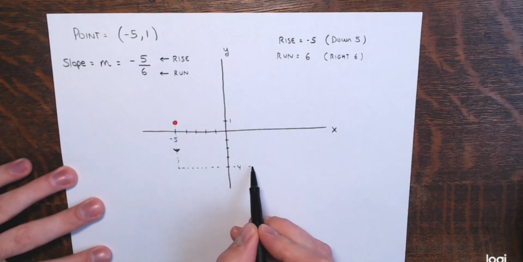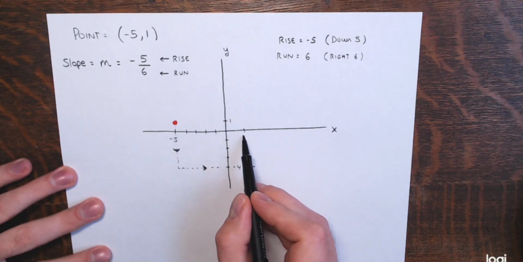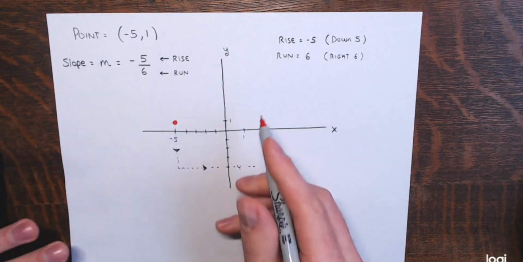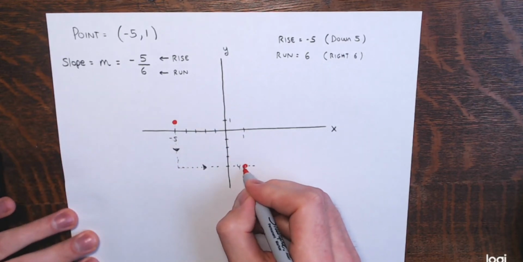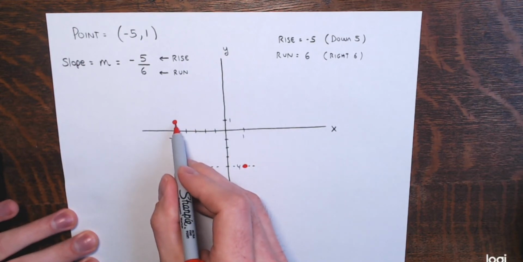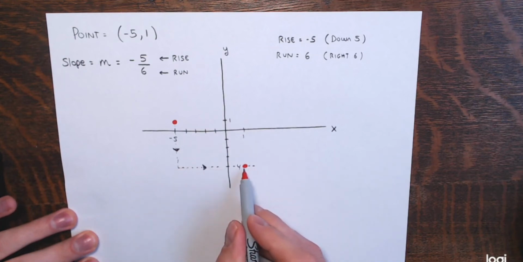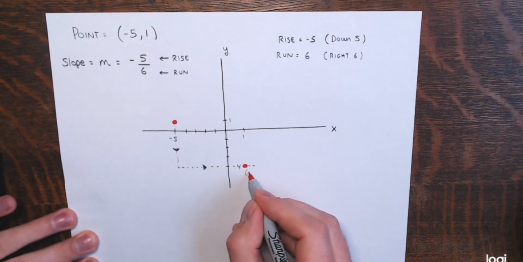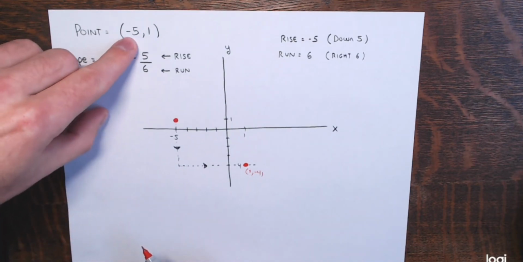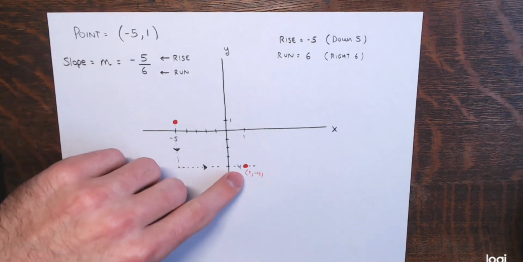So that would add 6 to the x-coordinate, and I'd end up at positive 1. Negative 5 plus 6 is positive 1. And then I would be landing right here. So from the point on my line, negative 5, 1, I go down 5, that's the rise, negative 5, and then right 6. And I end up at the point 1, negative 4. So again, I just added 6 to the x-coordinate, subtracted 5 from the y-coordinate. I got 1, negative 4.